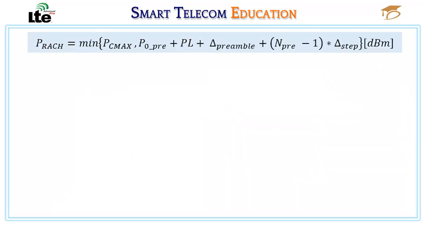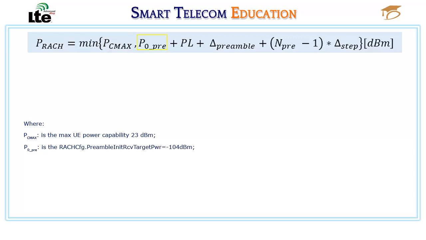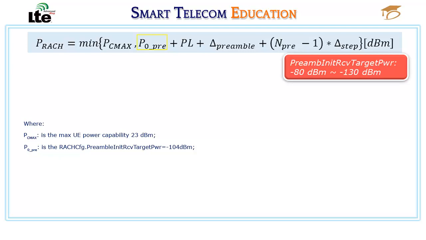The PRACH power is defined by the following formula: minimum of PCmax, and P0_pre plus PL plus delta preamble plus (N_pre minus 1) multiplied by delta step. Where PCmax is the max UE power capability, 23 dBm. P0_pre is the preamble initial received target power parameter, ranging from -80 to -130 dBm. PL is the path loss measured by the UE.